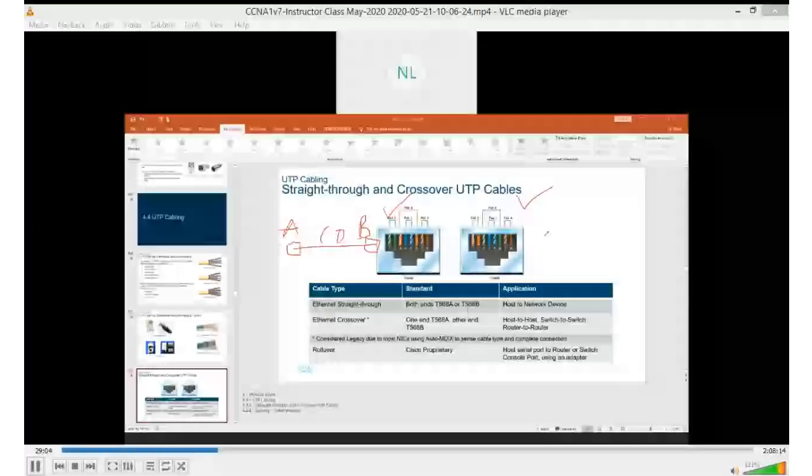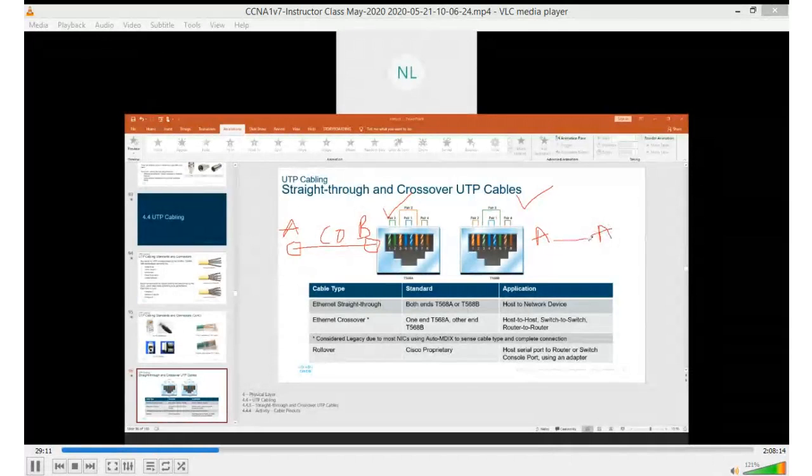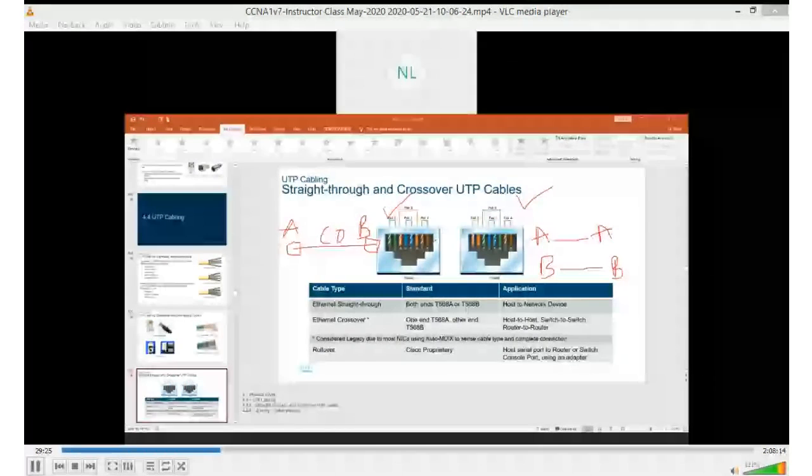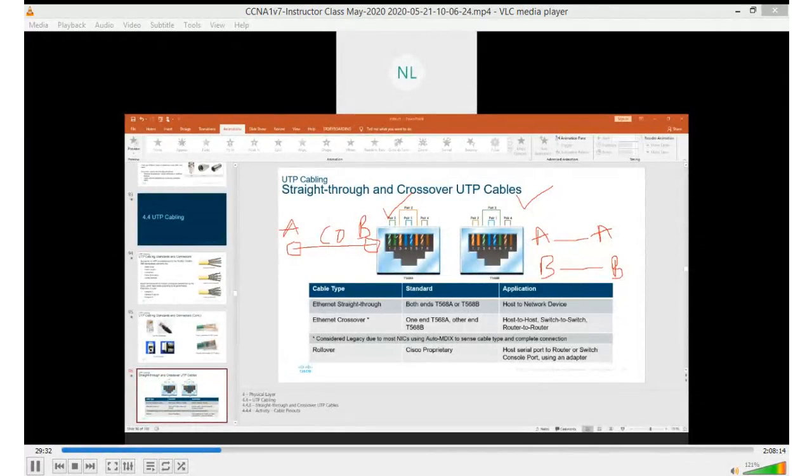But if you connect one end to be standard A and the other end to also be standard A, or you terminate this end to be standard B and the other end to also be standard B, you are creating a straight cable. So with a copper cable, either UTP or STP, you can terminate one end to be standard A and the other to be standard B, which is called a crossover cable, or you terminate both ends as AA or BB, which is called a straight cable. Now, why would I do it in this form or in this form? By the way, whether it is AA or BB is the same thing: a straight cable.